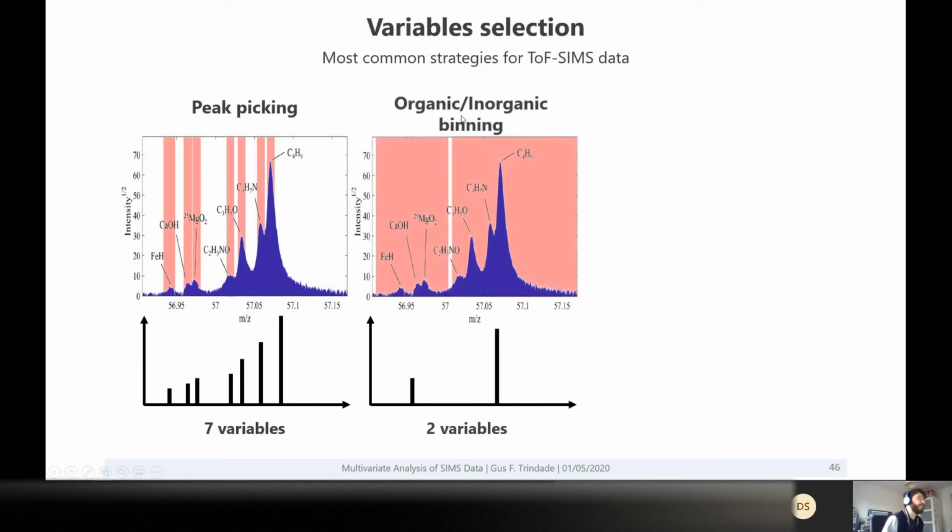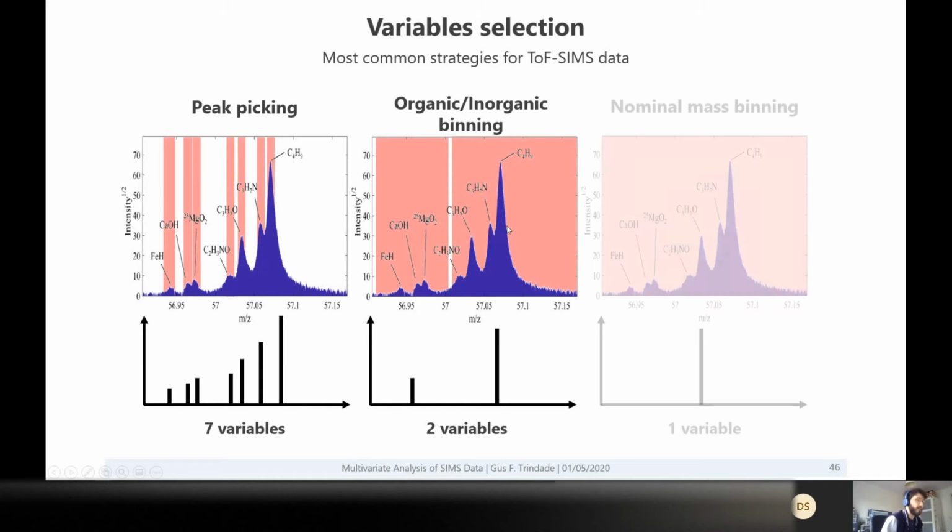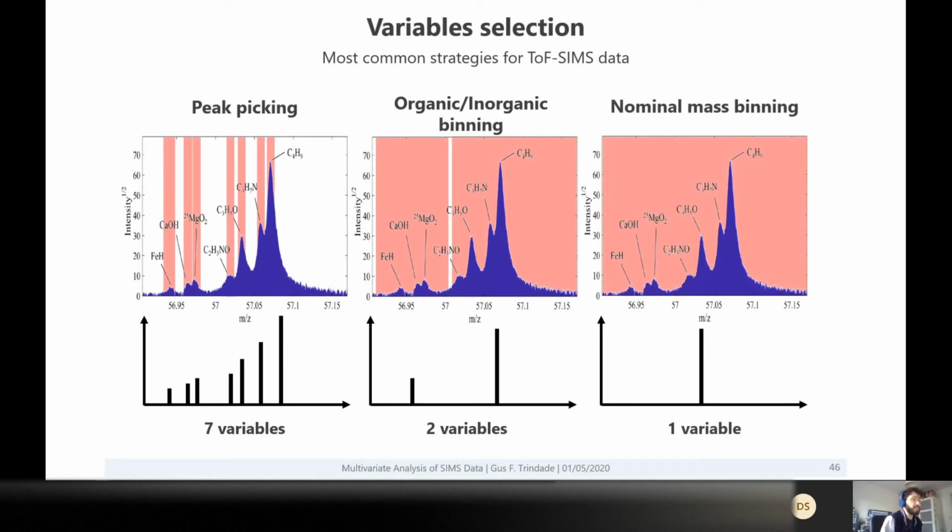If we do the inorganic binning, now we have only 2 because it's only left-hand side and right-hand side. So we're losing information, right? We're going from 7 to 2. That's quite dangerous because you're adding together things with carbon, nitrogen, oxygen that may have different spatial distributions, for example, if you're doing a mapping of different concentrations of different samples. So you have to be aware of this. If you're doing binning, you're compressing the data and losing information. And with the nominal mass binning, in this case, all these peaks become a single variable.